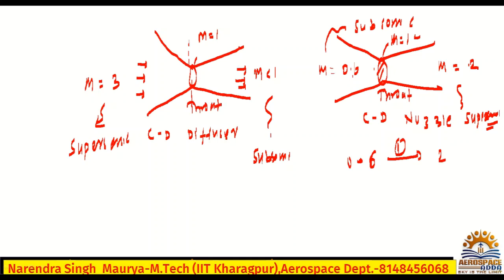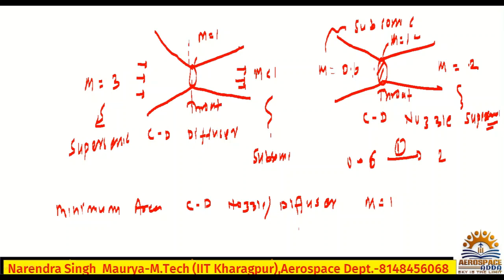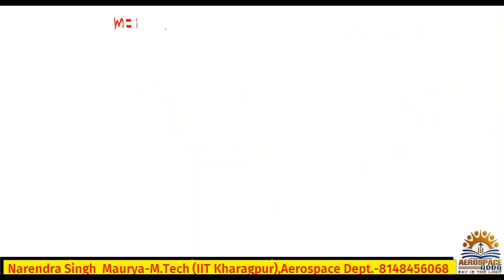Okay, so it is very clear: the throat is the minimum area in a CD nozzle. Minimum area in a CD nozzle or diffuser, it doesn't matter, both, is called the throat. What will be the Mach? Mach will be 1. Minimum area is called the throat, and M equals 1. If I am saying M equals 1, then it is called the choked condition. At the choked condition, what will happen? Maximum mass flow rate.